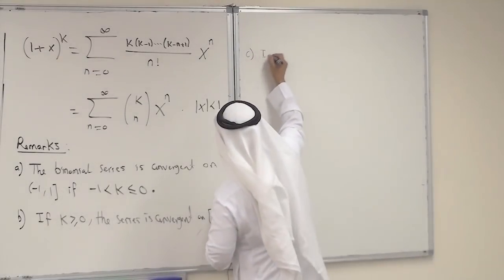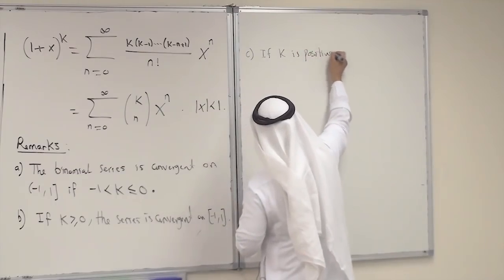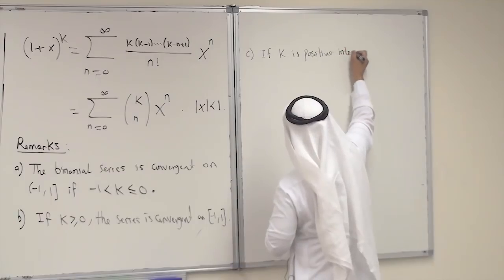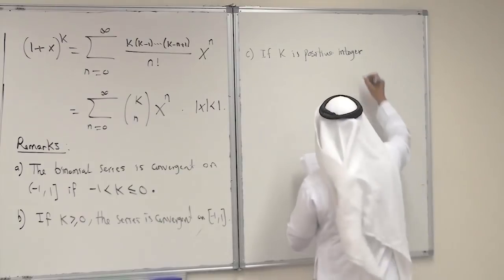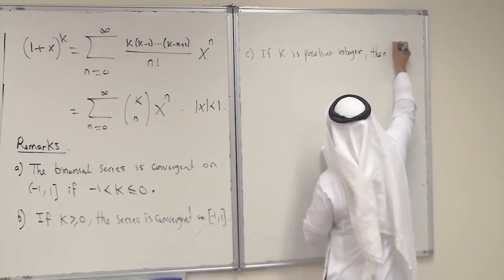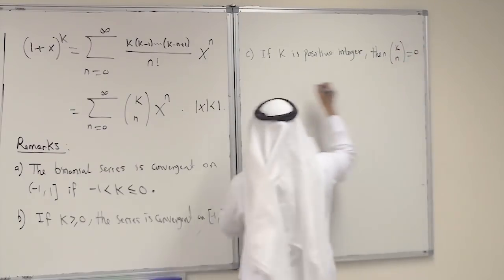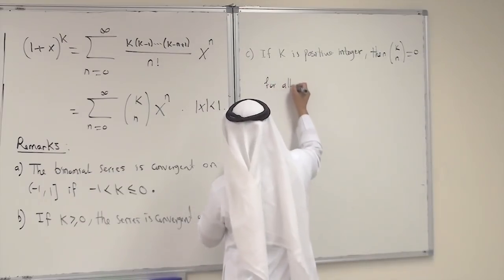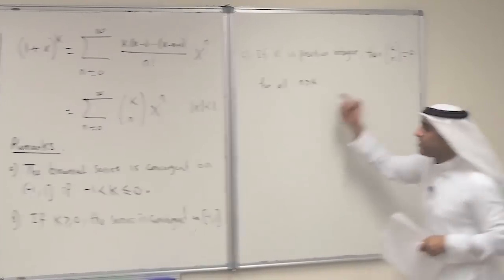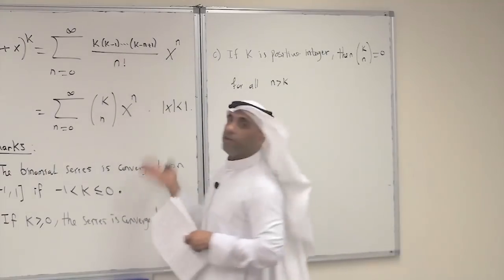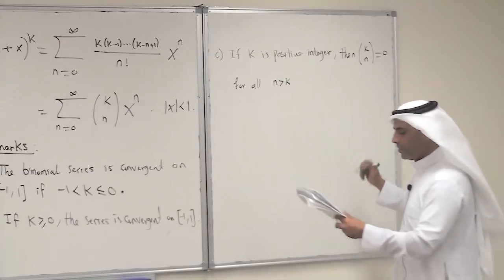If this k is not just a positive real number but a positive integer, then this implies that k choose n is equal to 0 for all n greater than k. Why? Because in one step it will pass through k minus k, which is 0. Multiplication will give me 0, so all terms after this will be zeros.